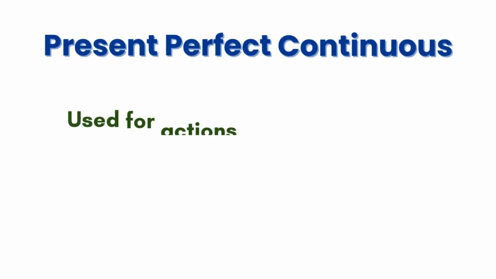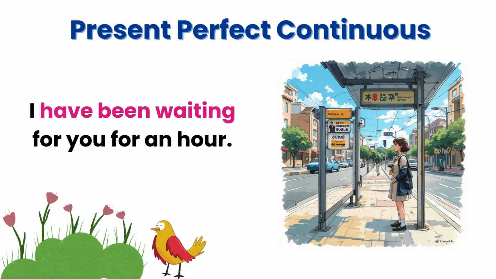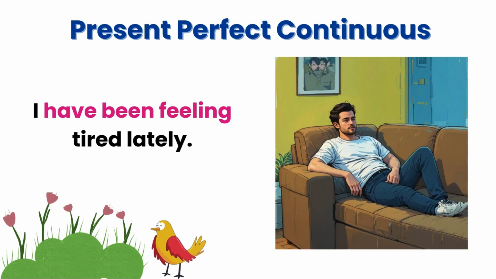Present perfect continuous tense. Present perfect continuous tense is used for actions that started in the past and are still continuing. I have been waiting for you for an hour. I have been feeling tired lately.